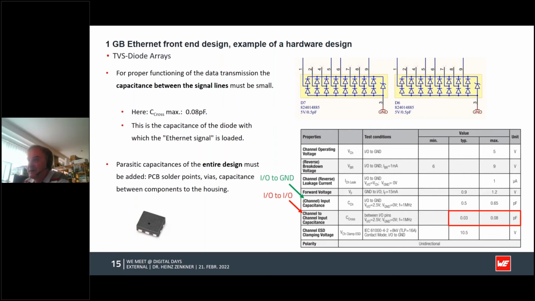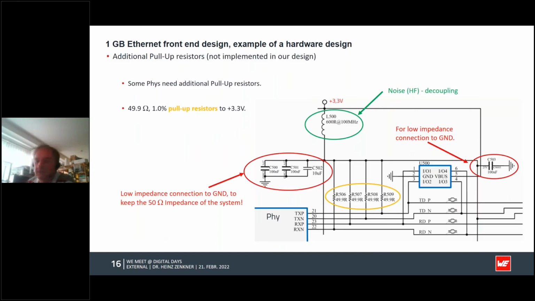So also what has to be mentioned, the PCB solder points, like mentioned in my presentation, the wires, the capacitance between the components also must be considered. There is not only the capacitance of your transient voltage suppressors themselves, there are all the stray capacitances around the component, which add up to the capacitance having then an impact on your signal. So this has to be considered in the layout. I will show you on the next slide soon.